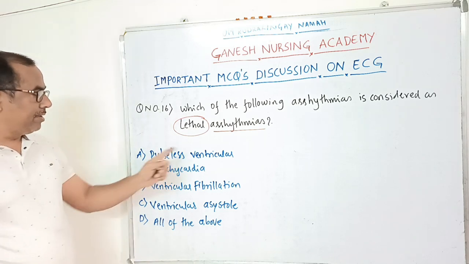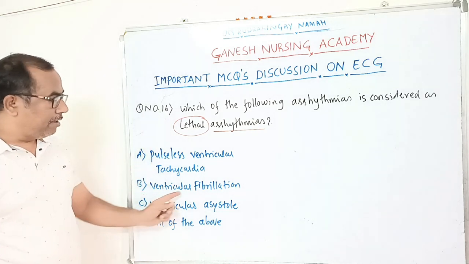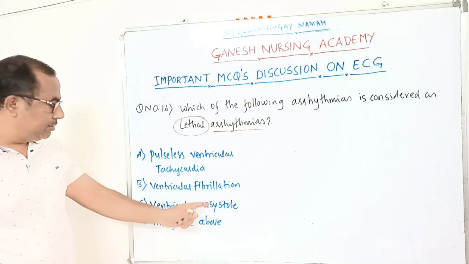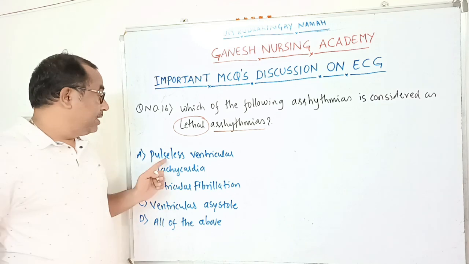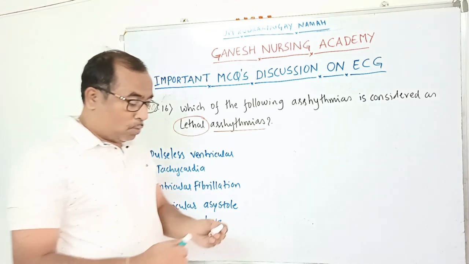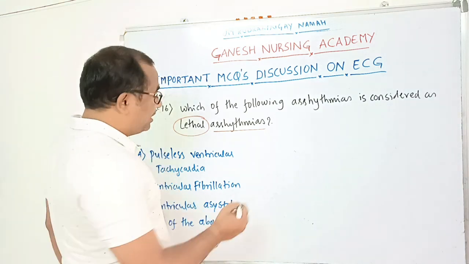Option A, pulseless ventricular tachycardia. Option B, ventricular fibrillation. Option C, ventricular systole. And option D is all of the above. So the first one is pulseless ventricular tachycardia. What is the pattern of rhythm in pulseless ventricular tachycardia?